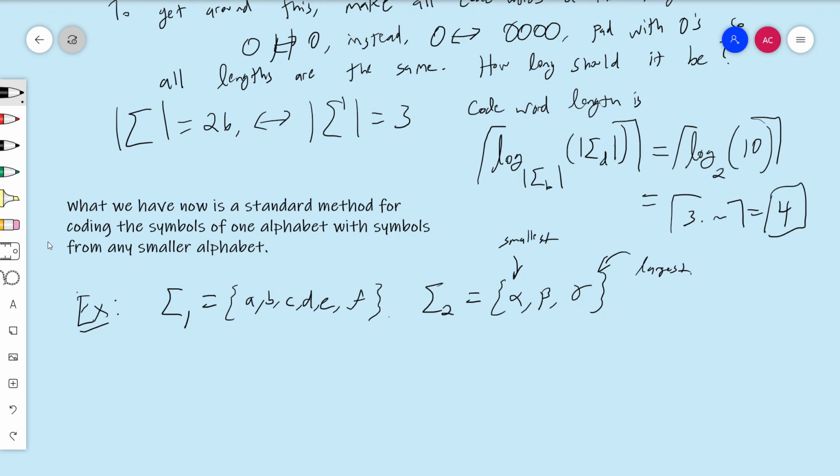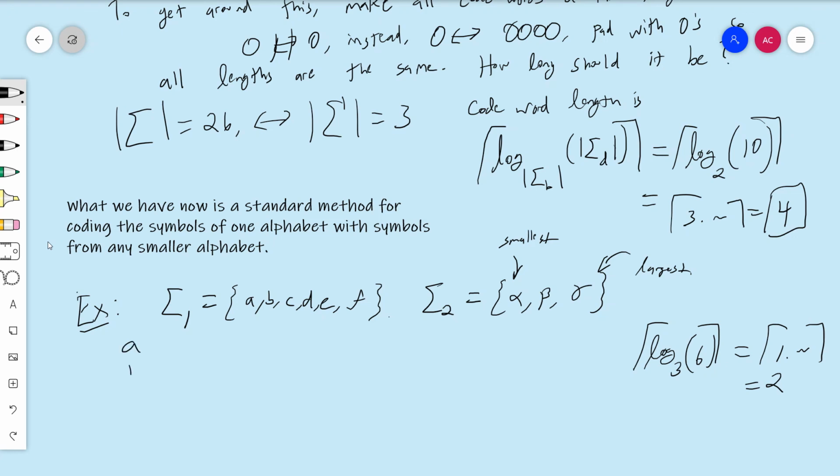Also, to figure out how many symbols from sigma 2 I need to encode one of these, I can use my little formula: log base 3, that's the length of sigma 2, of the length of sigma 1, which is 6, ceiling of that. 3 to what power makes 6? Well, 3 squared makes 9, which is too much, so it's the ceiling of 1 point something, which is 2. So I should only need 2 symbols.